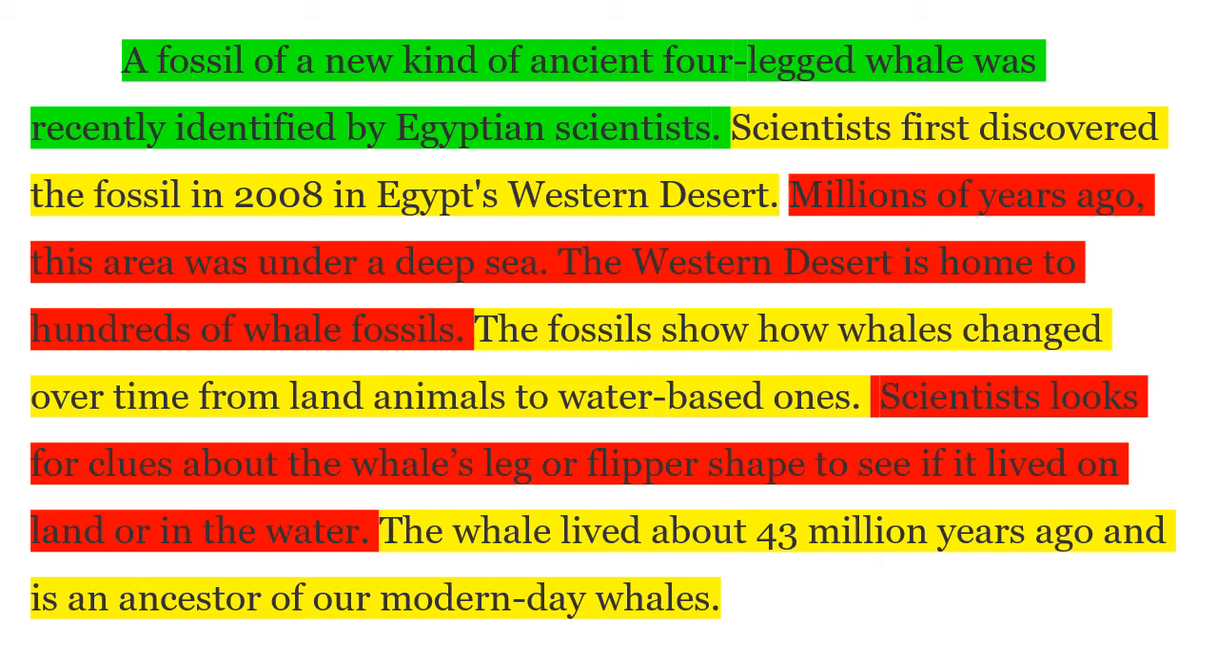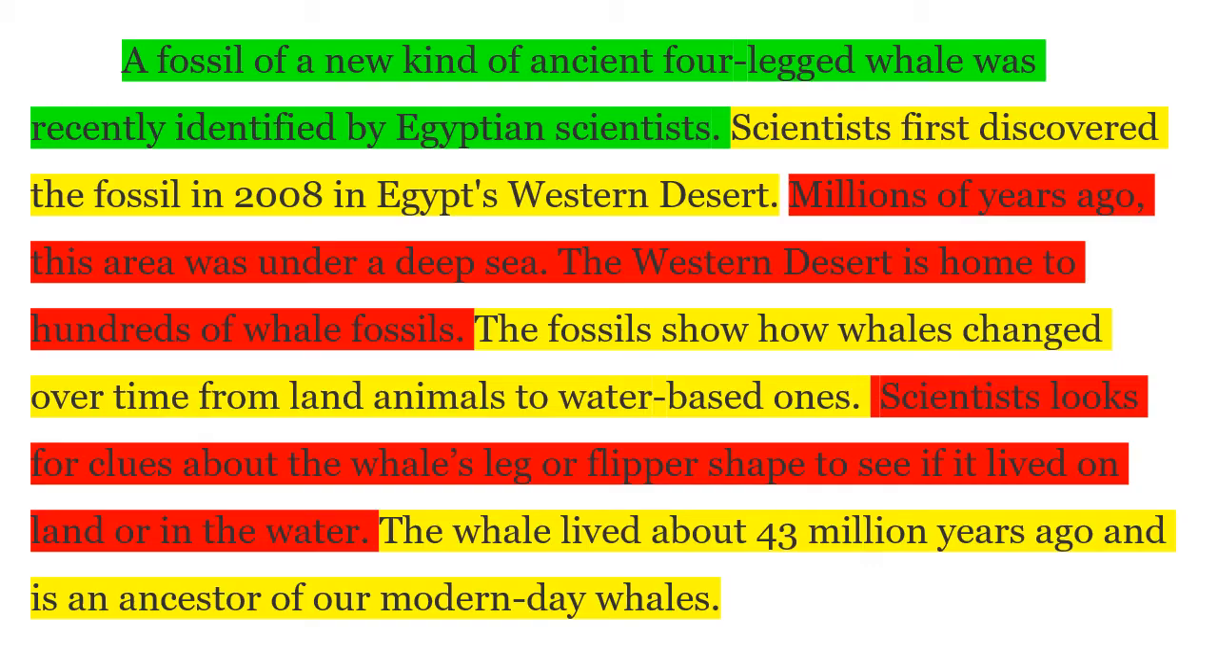A fossil of a new kind of ancient four-legged whale was recently identified by Egyptian scientists. Scientists first discovered the fossil in 2008 in Egypt's western desert. Millions of years ago, this area was under a deep sea. The western desert is home to hundreds of whale fossils. The fossils show how whales changed over time from land animals to water-based ones. Scientists look for clues about the whale's leg or flipper shape to see if it lived on land or in water. The whale lived about 43 million years ago and is an ancestor of our modern-day whales.